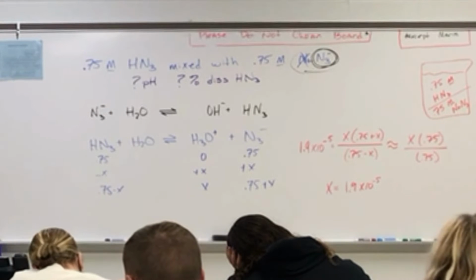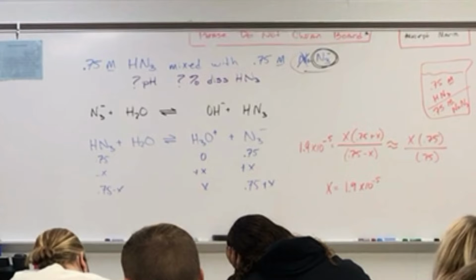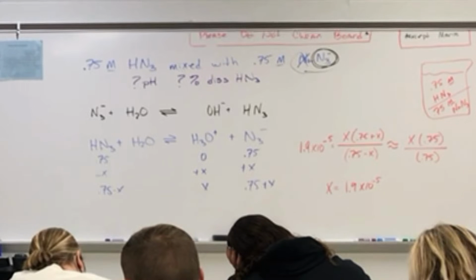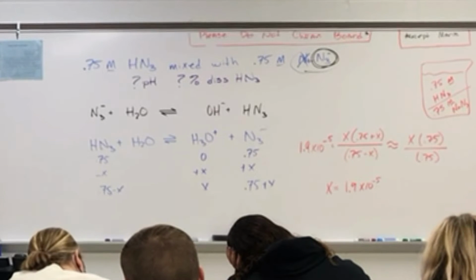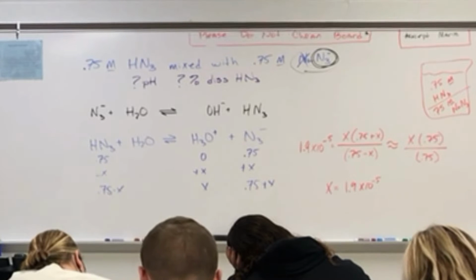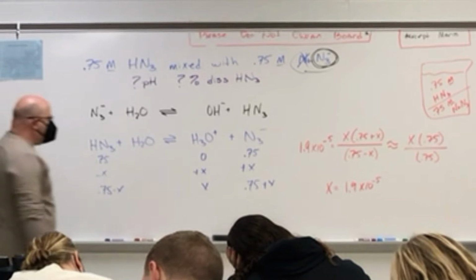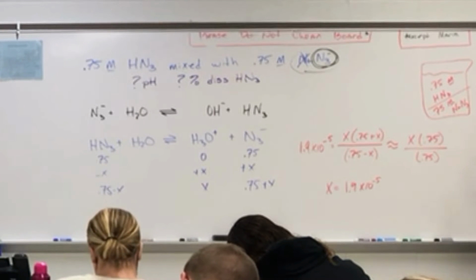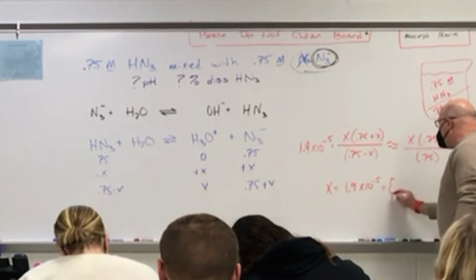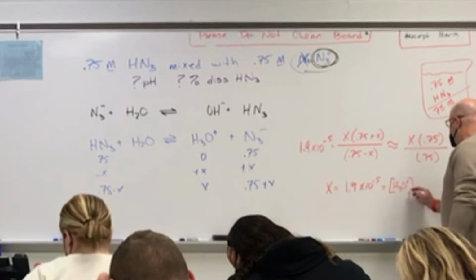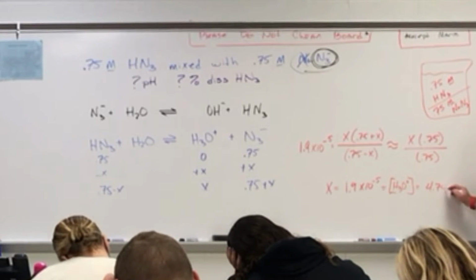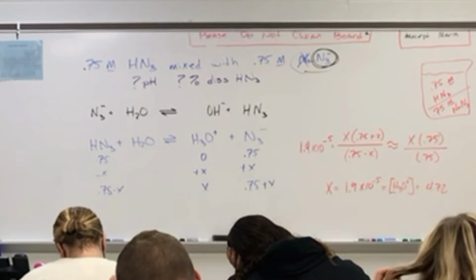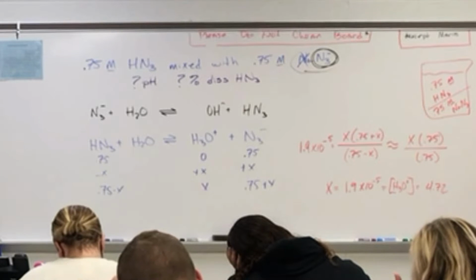Now, class, something I want you to understand here is that that's not always going to be the case. It is because I made the two concentrations equal. If I didn't make them equal, you'd have some math to go through and do. Hopefully not too challenging. What's the pH? Because this is equal to the hydronium ion concentration. 4.72. Okay. What's the percent dissociation? How do I find it?